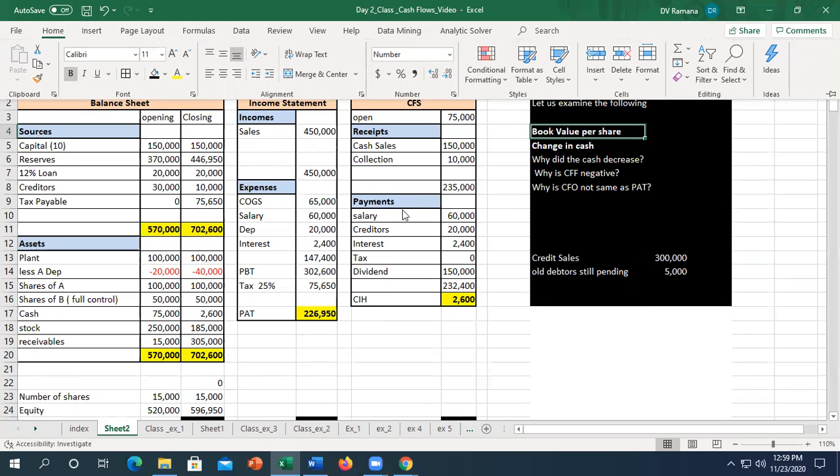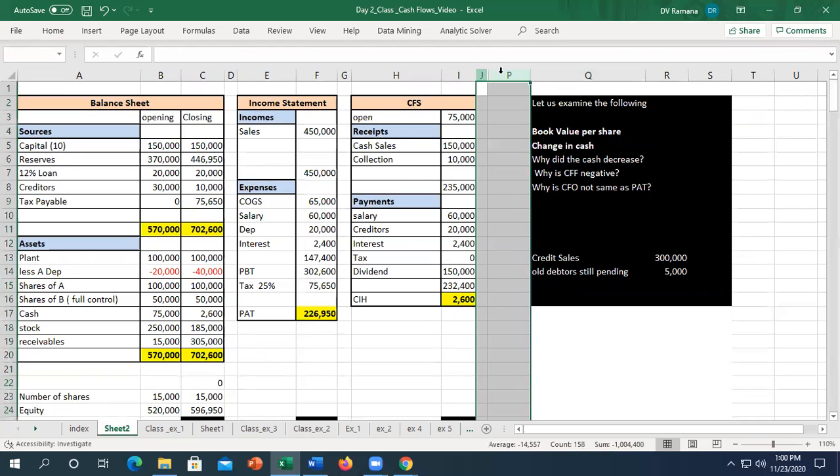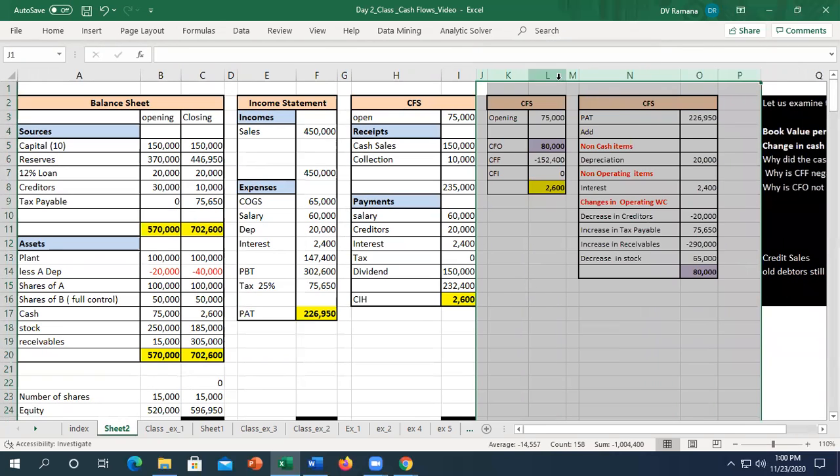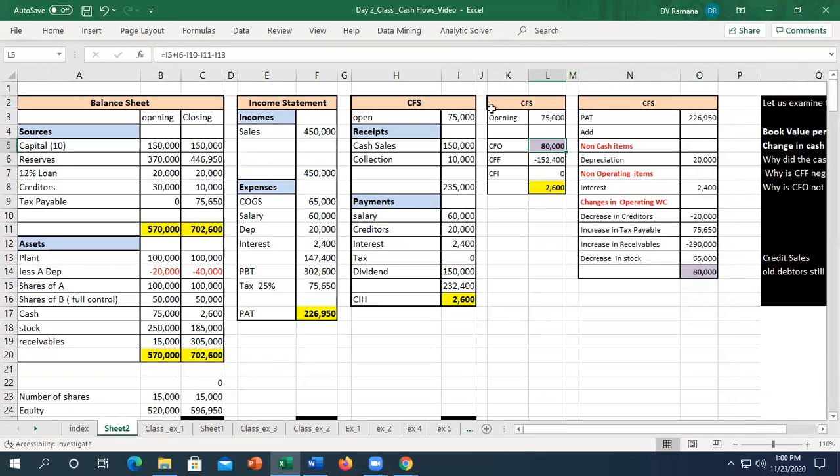To understand the decrease in cash, it is always important and relevant to fall back on the cash flows as defined by the Ind AS 7. Now, if you observe the cash flows as per the Ind AS 7, we can understand why did the cash change. So, for example, in this case, the cash flow from operation is 80,000. How did we get that? It is cash sales plus collections minus operating expenses and operating payments like salary, creditors, and the tax. In this case, tax has not been paid.